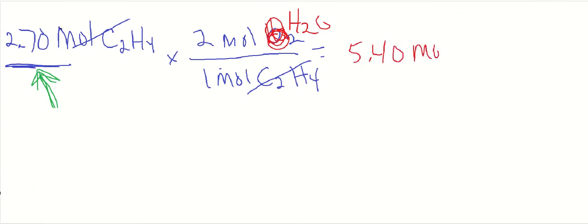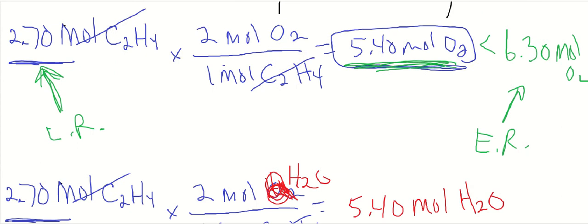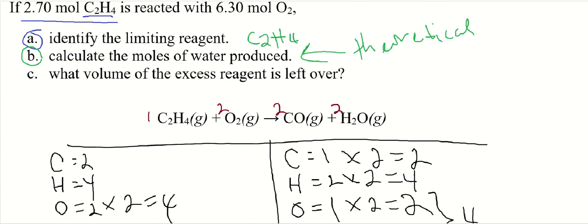5.40 moles of H2O. All right. I mean, you can do it from scratch, start over, and you're going to get the same exact setup with H2O. So that's the answer to part B. 5.40 moles of H2O. All right, let's go to part C. Oh, that was the answer to part B, I'm sorry. Part C, what volume of the excess reagent is left over?